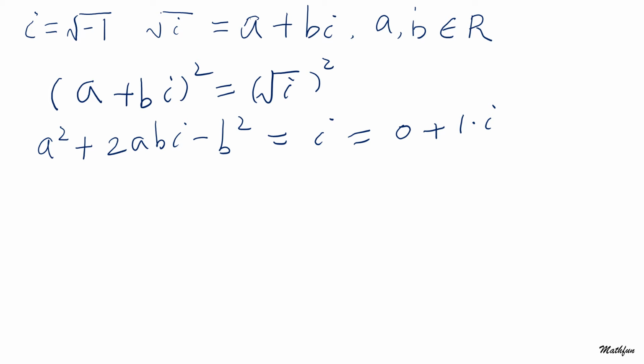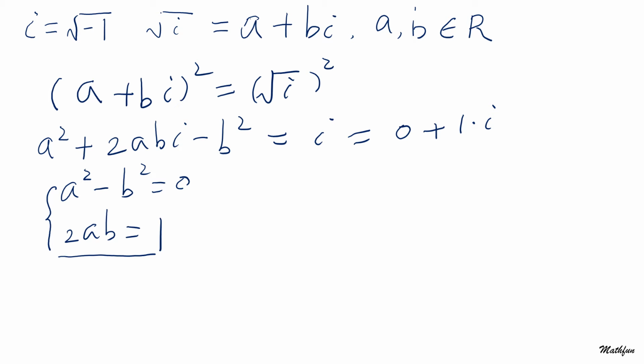Now, i you can write as 0 plus 1i. So in other words, it tells you that a squared minus b squared equals 0. At the same time, 2ab equals 1. And we just have to solve these two equations together. Now, from 2ab equal to 1, obviously that tells you a times b equals a half.